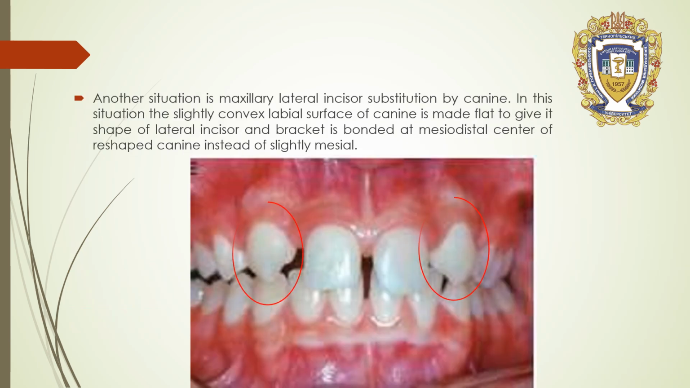Another situation is maxillary lateral incisor substitution by canine. In this situation, the slightly convex labial surface of the canine is made flat to give it the shape of a lateral incisor, and the bracket is bonded at the mesiodistal center of the reshaped canine instead of slightly mesial.